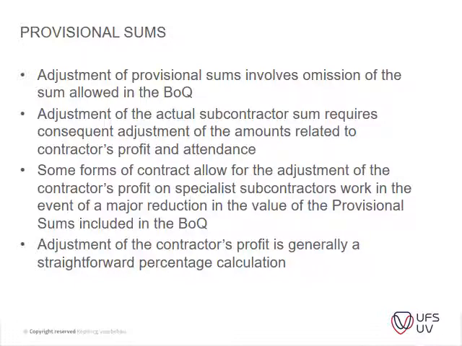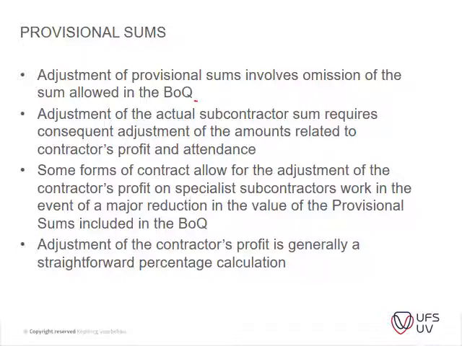Okay, then provisional sums, which is very similar to that. Adjustment of provisional sums involves omission of the sum allowed in the BOQ. So basically, this was in the previous slide as well. All that it says is the amount is allowed for in the BOQ, and then it is omitted from the BOQ, and then the actual cost is then added. So it's just a system that's in place. So basically, what you want to do is you want to try and keep within the budget of that item.